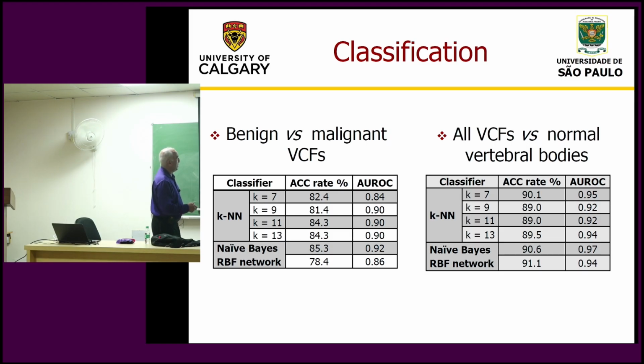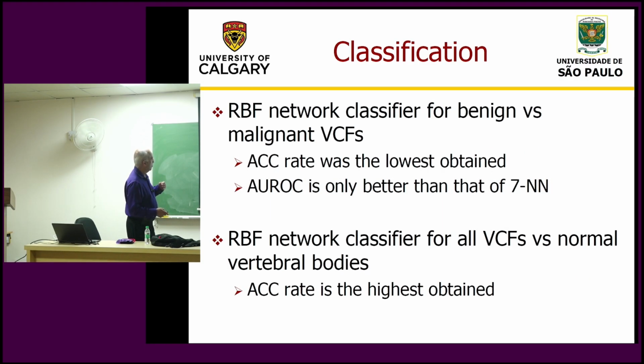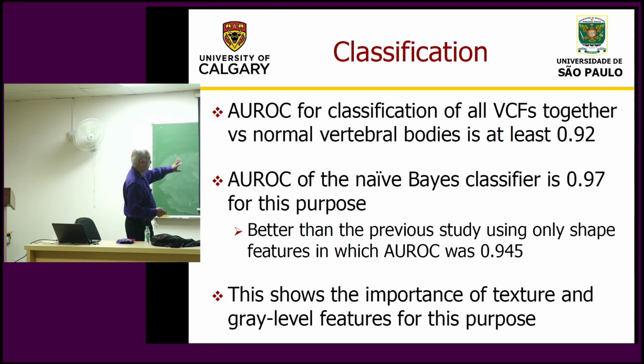If you were to ask the question of is there a fracture or not, that is both types of fractures versus normal vertebral bodies, we got slightly better results. Area under the ROC curve going to 0.95 or 0.97, and accuracy rate going close to 90%. I think I have already mentioned all of these factors.